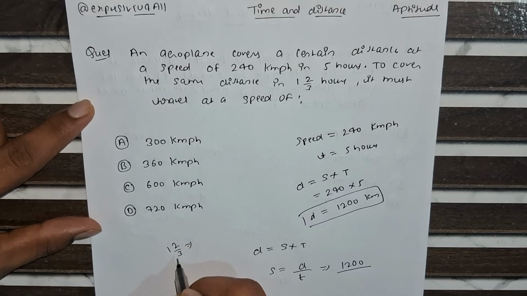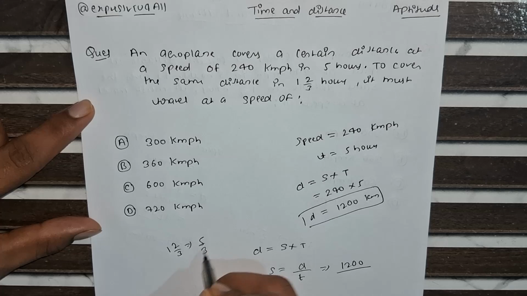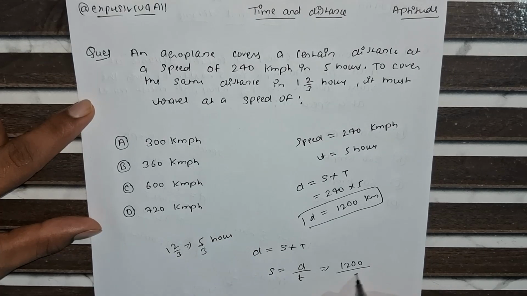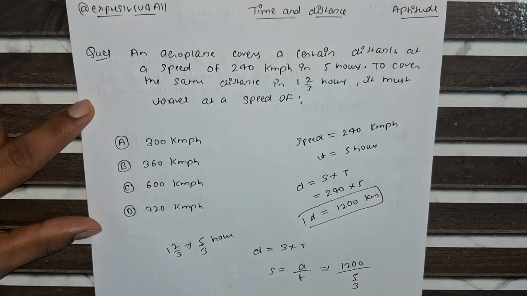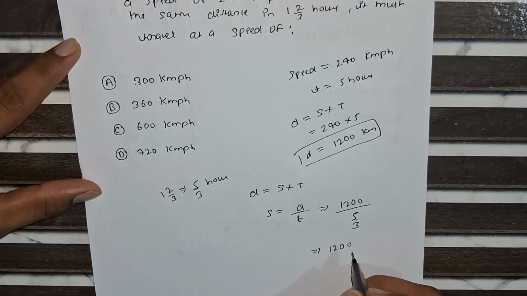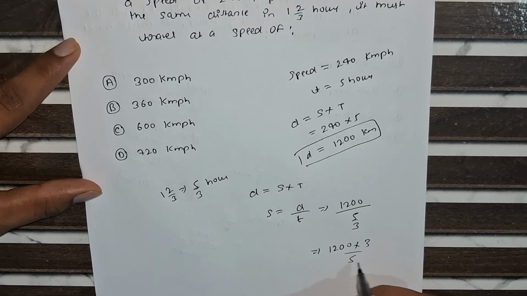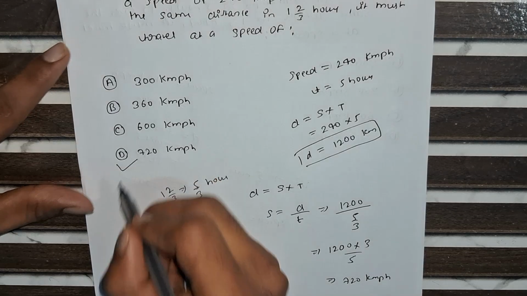So first we convert this into the proper fraction. So 3 1 is 3 plus 2. So this is 5 by 3 hours. So now put the value time is here. So this become 5 by 3. So 1200 into 3 by 5. So when you solve, you will get 720 kilometer per hour. So D option is the correct answer.